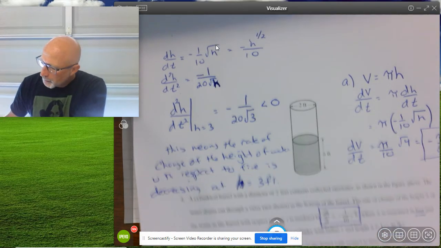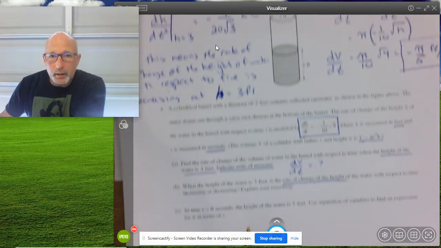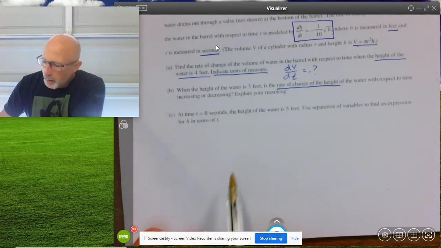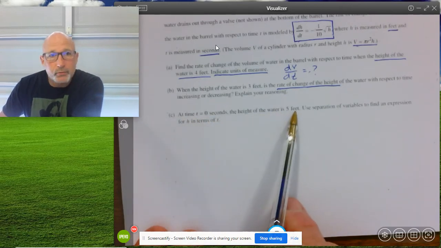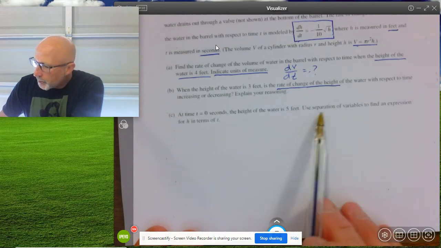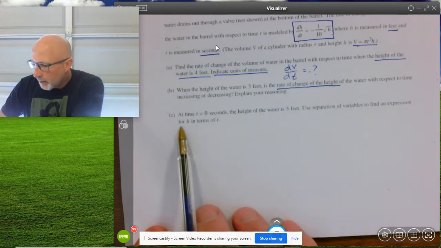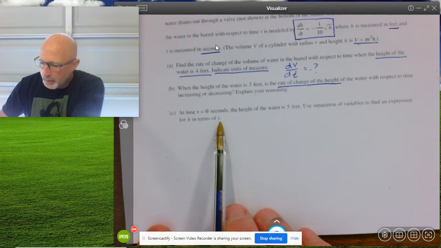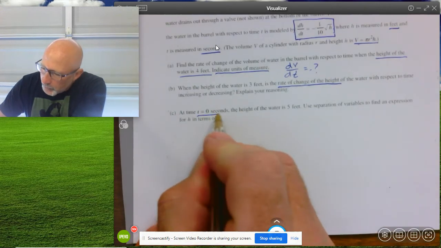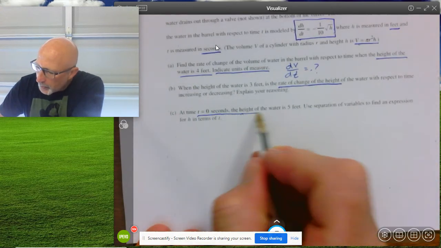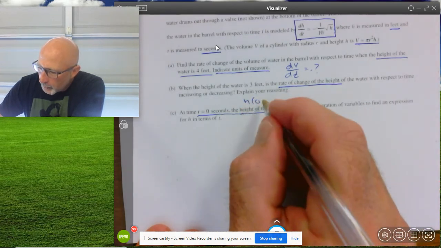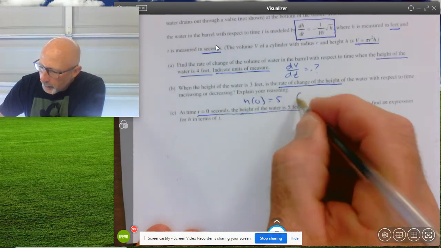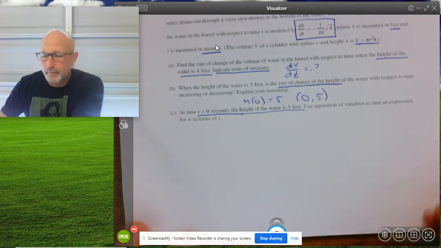Okay, and then C, so we'll go down below here. Okay, at time t is equal to 0 seconds, the height of the water is 5 feet. So that's where it starts off. Use separation of variables to find the expression for h in terms of t. So what they're doing is giving you an initial condition where they're saying h of 0 is equal to 5. So that's the coordinate (0, 5).